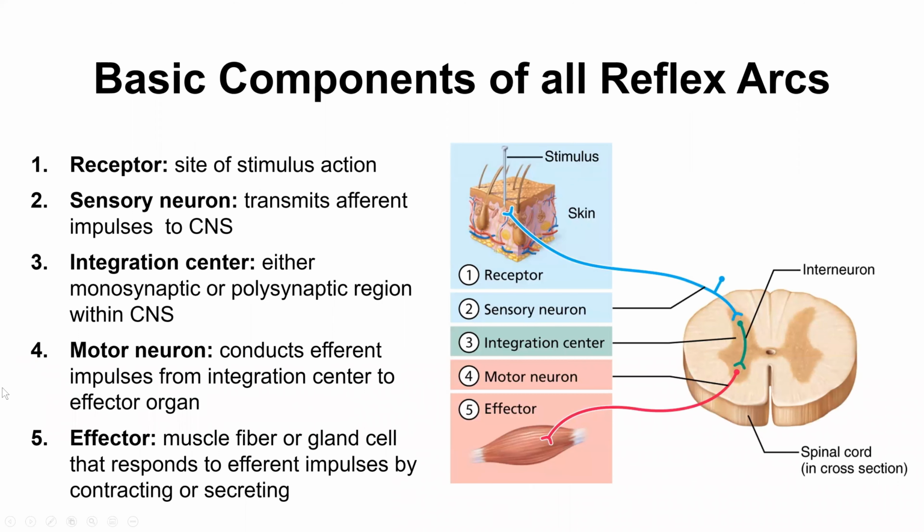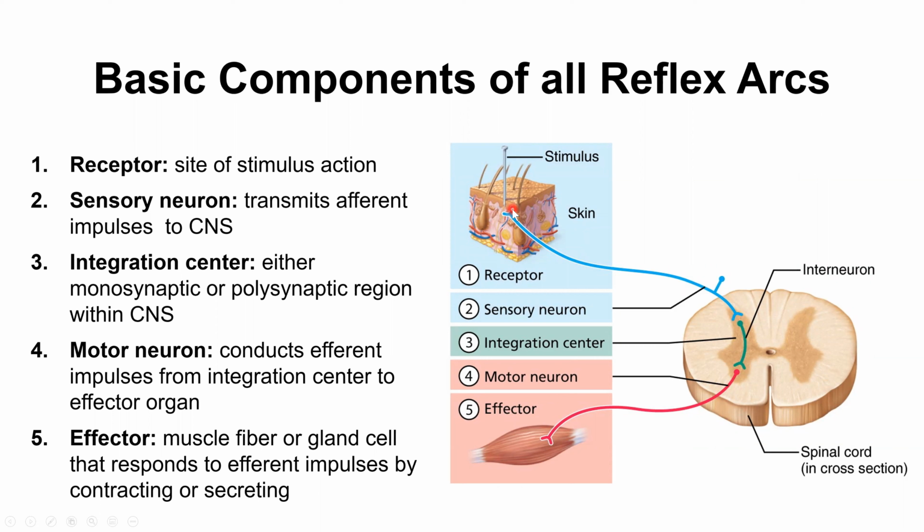So continuing on with our overview of reflexes, all reflex arcs contain 5 basic parts. The first part is the receptor, and the receptor is going to be where the stimulus action occurs. The example that's shown here is the receptor located in the skin, and it's going to receive information from some sort of stimulus. In this case, say you poke your finger with a needle. The needle is going to activate the receptor that's located right here in the skin.